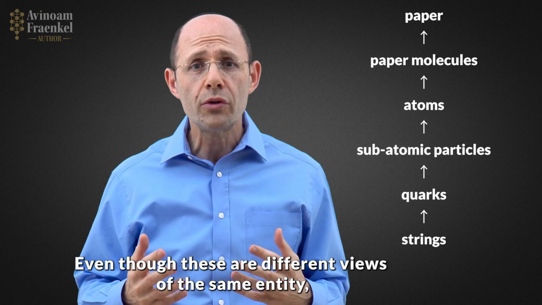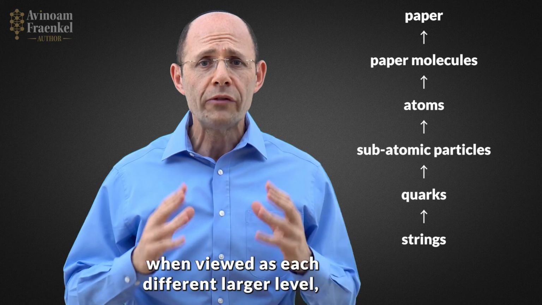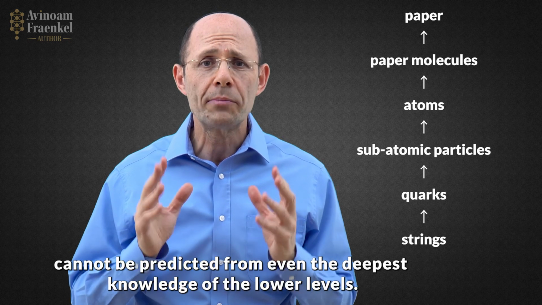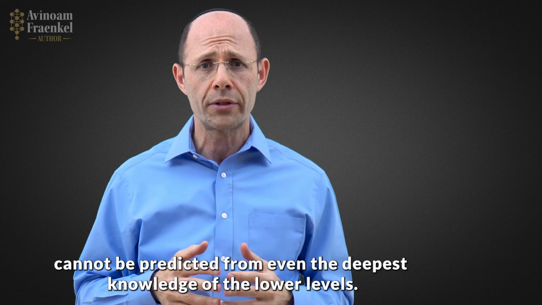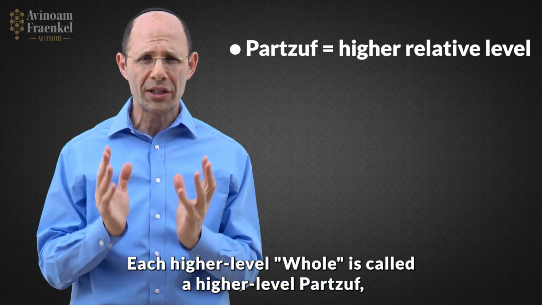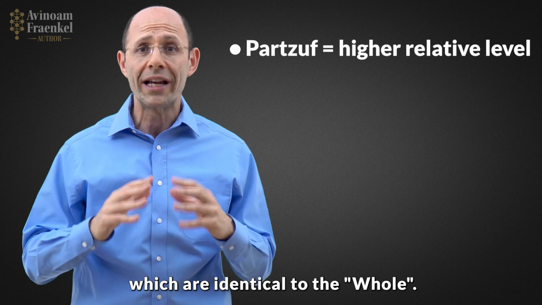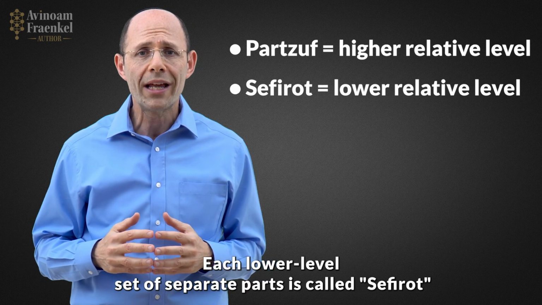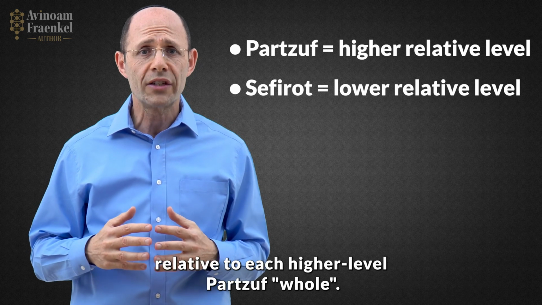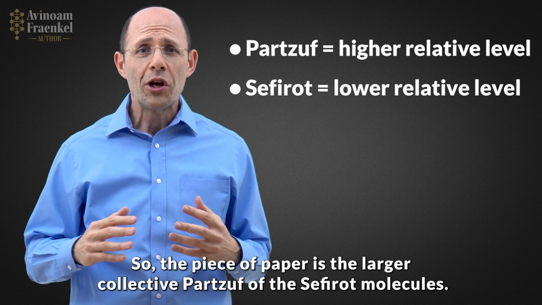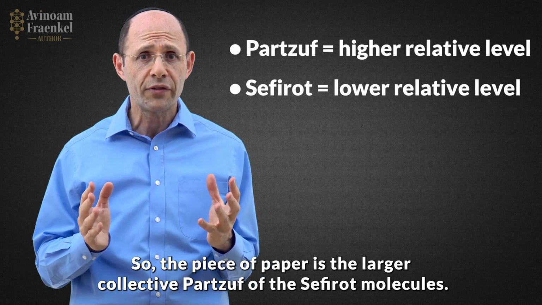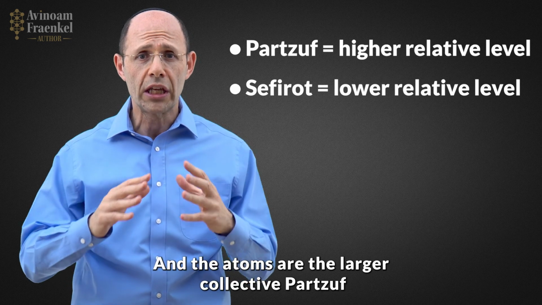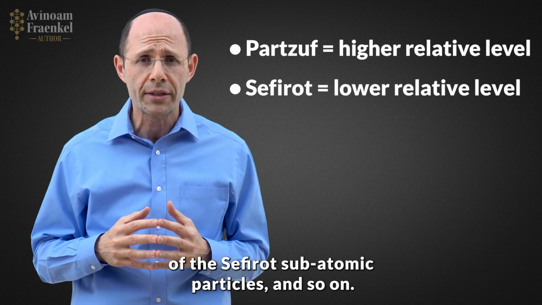Even though these are different views of the same entity, of this same piece of paper, when viewed at each different larger level, properties emerge that don't exist at the lower levels, and most importantly, cannot be predicted from even the deepest knowledge of the lower levels. Each higher level whole is called a higher level Partzuf and is made up of the sum of its lower level parts, which are identical to the whole. The Sefirot and Partzuf terminology is a relative terminology. Each lower level set of separate parts is called Sefirot relative to each higher level Partzuf whole. So the piece of paper is the larger collective Partzuf of the Sefirot molecules. The molecules are the larger collective Partzuf of the Sefirot atoms, and the atoms are the larger collective Partzuf of the Sefirot subatomic particles, and so on.